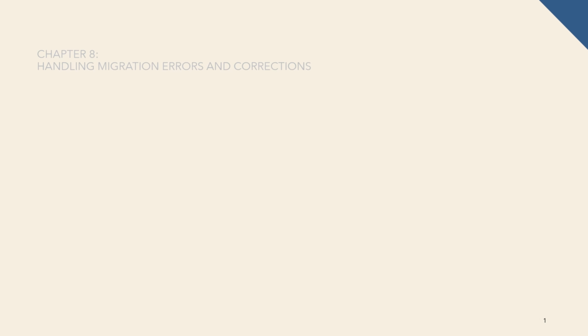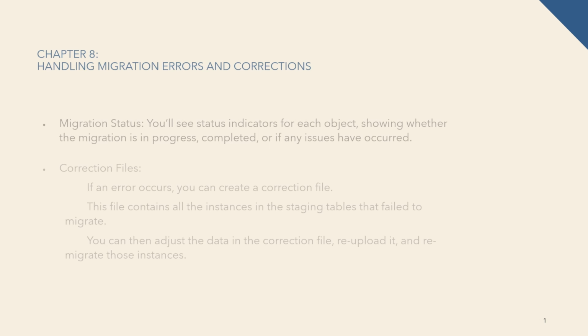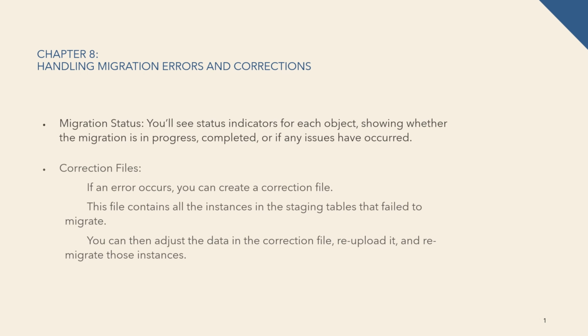So on handling migration errors and corrections, things don't always go as planned. As we saw, there are ways to correct them by using correction files. Like we discussed a bit earlier, this file contains the instances in the staging tables that failed to migrate. You can then adjust the data in the correction file, re-upload, and re-migrate those instances.